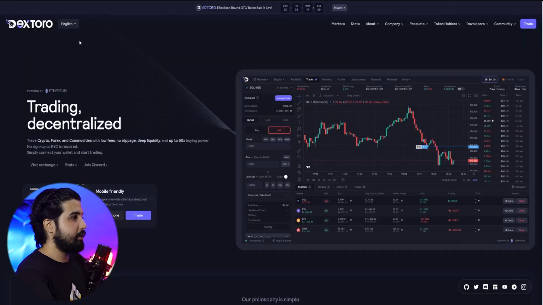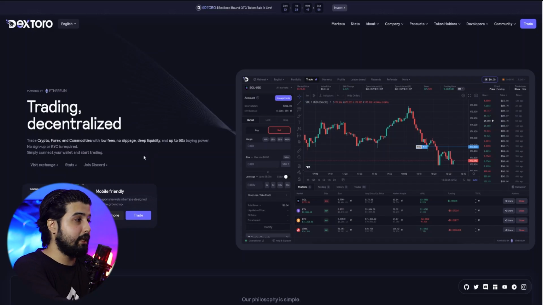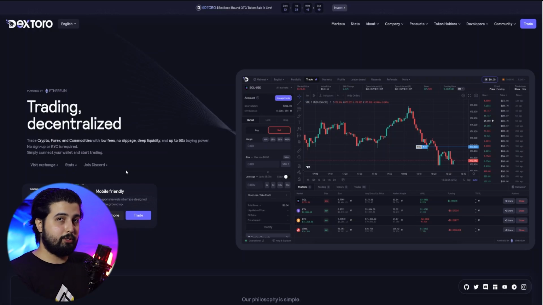Now, this is the official website of DexToro. This is a decentralized exchange through which you can trade crypto, forex, and commodities, and you have very low fees, no slippage. You get access to deep liquidity, which you do not always get in decentralized exchanges, and you get up to 50x buying power or leverage. You don't need to sign up or do KYC since it is decentralized.